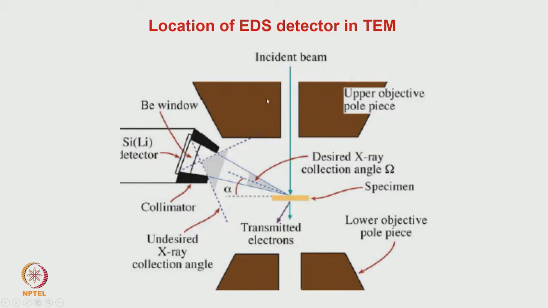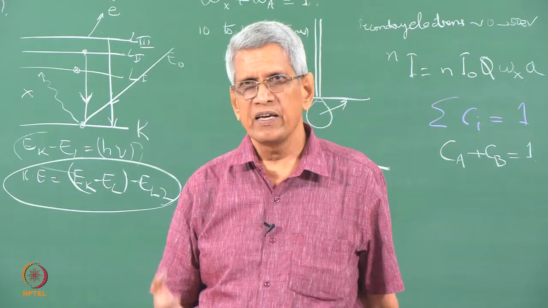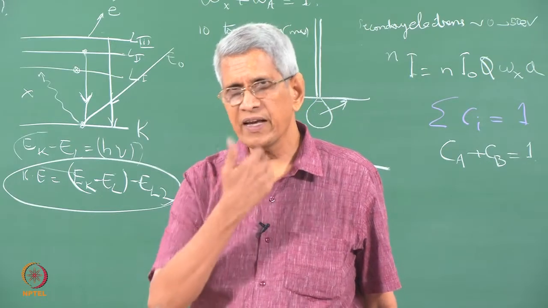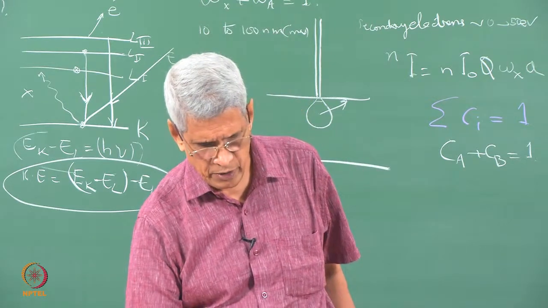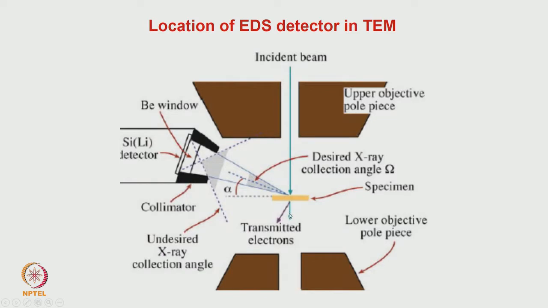In an electron microscope, let us come back to the microscope and see physically where exactly the detector is placed. In a microscope, this is the pole piece. There is some gap. Normally the gap is around 2 or 3 millimeters, the pole piece gap, which is very small. The sample is there at the middle, and as close to the pole piece as possible, the detector is inserted.